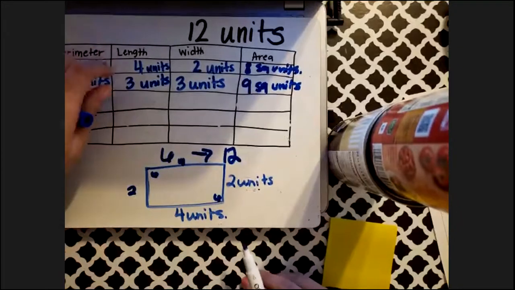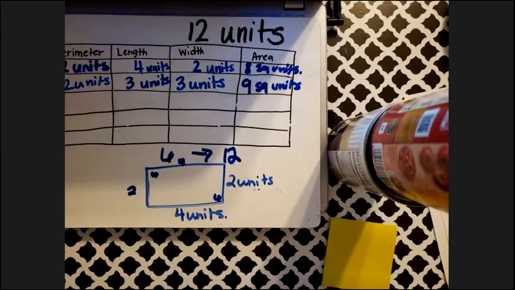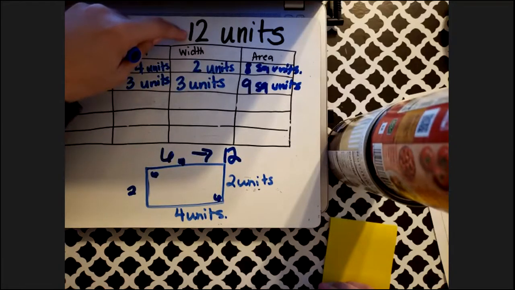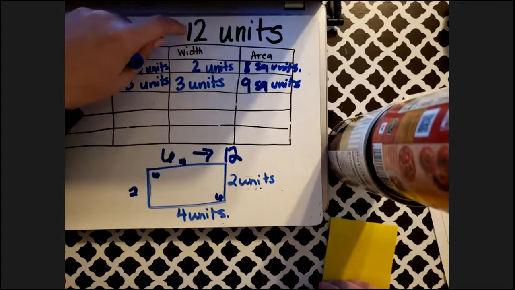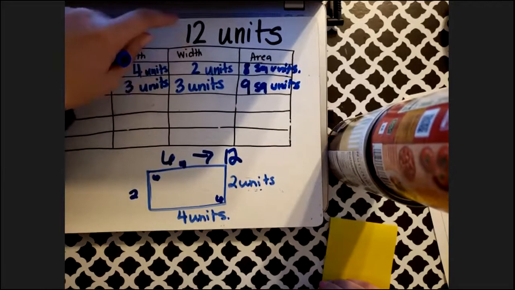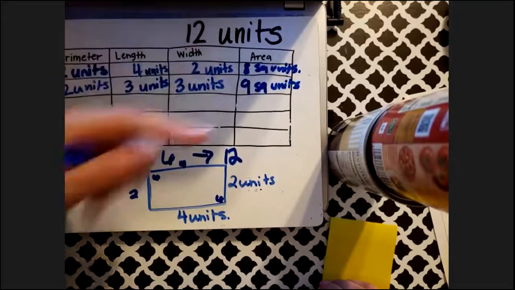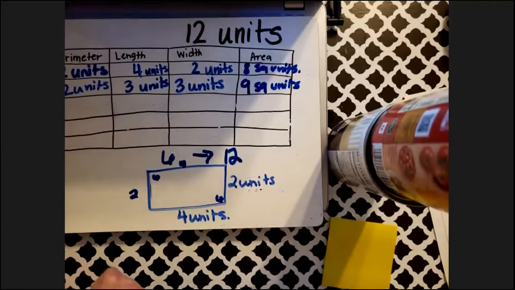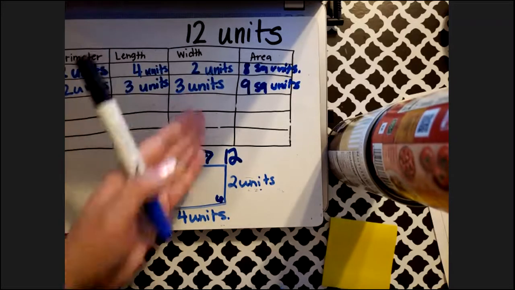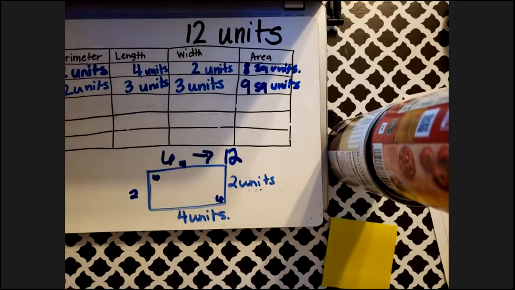So to help you find rectangles that have the same perimeter, you're going to take the perimeter and find out what's half of that perimeter. Okay? So what's half of 12? Well, half of 12 is 6. So you would find 2 numbers that you can add together to get 6.